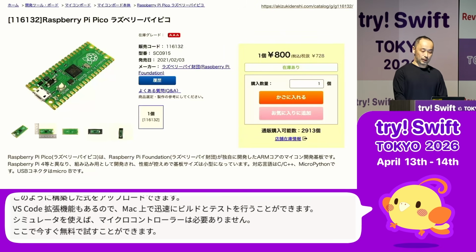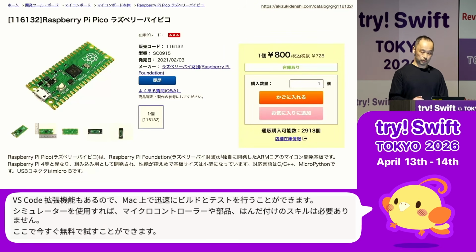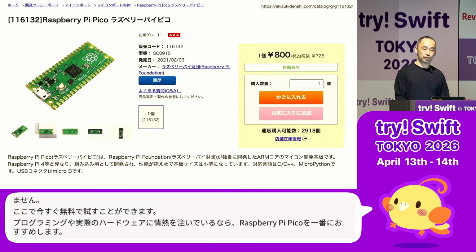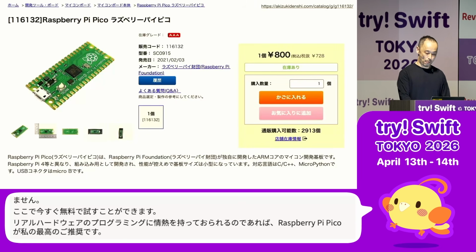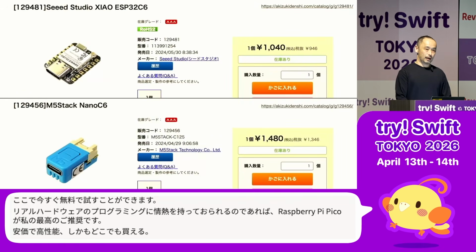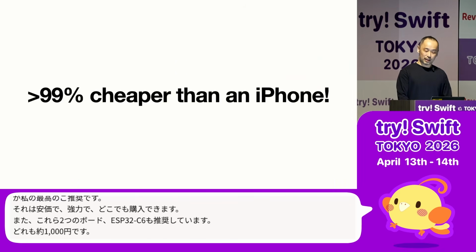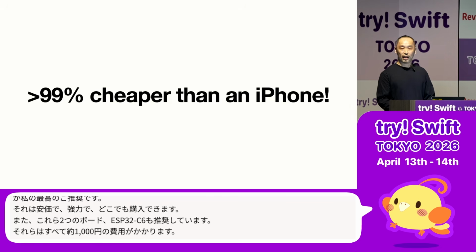If you are passionate about programming real hardware, the Raspberry Pi Pico is my top recommendation. It's cheap, powerful, and you can buy it anywhere. I also recommend these two boards with ESP32C6. All of them cost around 1,000 yen. Over 99% cheaper than an iPhone. Compared to how many iPhones we have, it's almost nothing.